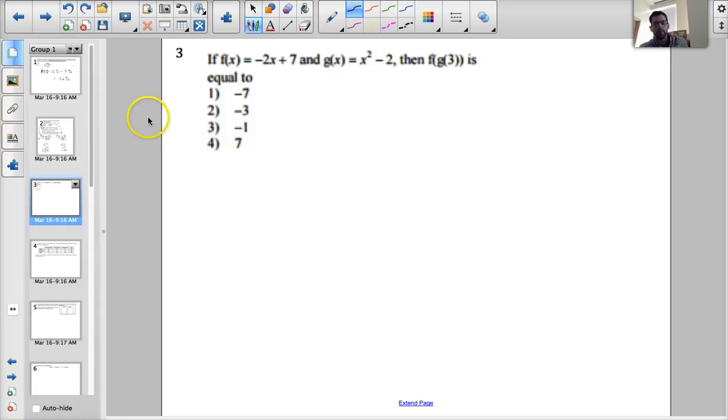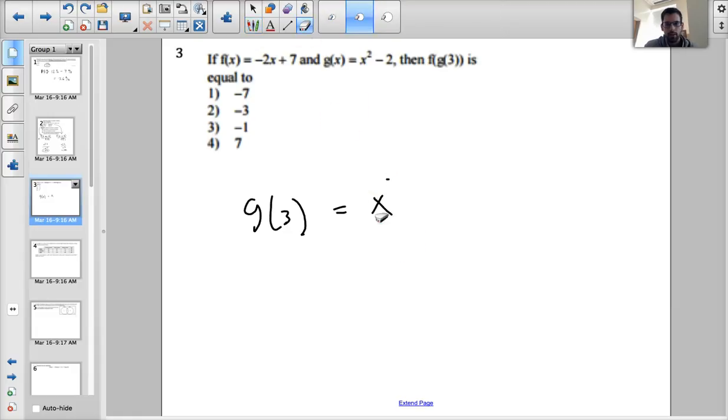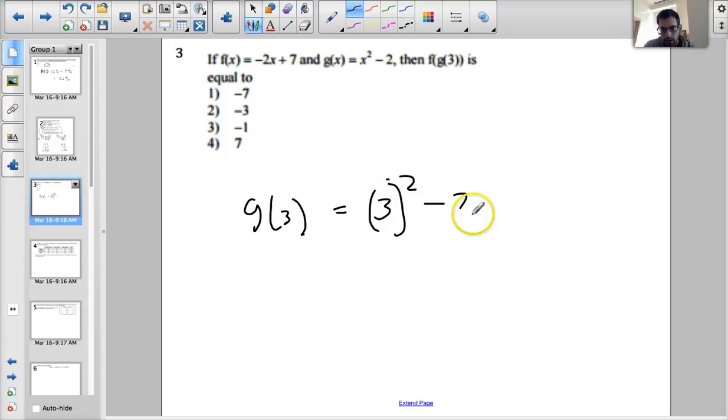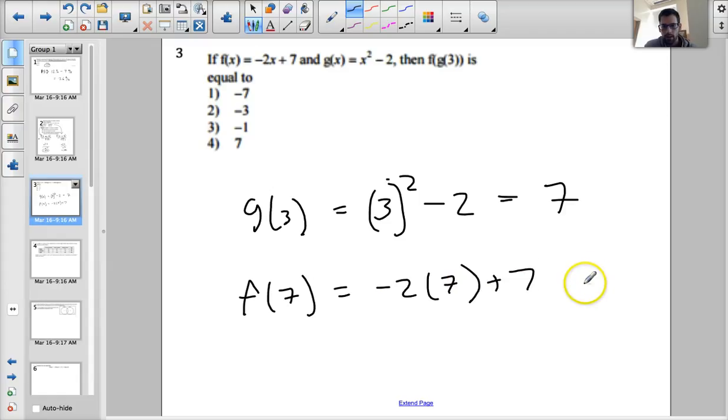All right, number 3. It's asking me for f of g of 3. So the first thing I need to do is find g of 3. So that would be x cubed minus 2, except instead of x, I'm going to be plugging in 3 squared minus 2, which is going to be equal to 9 minus 2, which is 7. And then I'm going to have to take that result and plug it into f. So I'm doing f of 7 now, and that will be equal to negative 2 times 7 plus 7, which is going to be equal to negative 2 times 7 is negative 14, plus 7 is negative 7. And that'll be number 1.